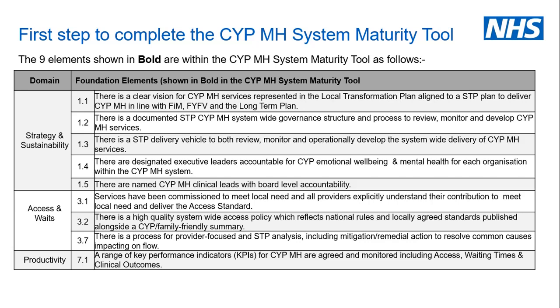One is that the commissioner has commissioned services and they explicitly understand their contribution to meet local need and deliver the access standard. So that's about having a really strategic view over your systems and how you've spent your money there. The next one is about having a high quality system-wide access policy. Now this is a lot harder to achieve than the one line implies. Because actually to get all those systems to come together around, if you have a single point of access or some central route to make sure that children and young people have an easy access into services is really key. So getting that set up we see as a really critical element.